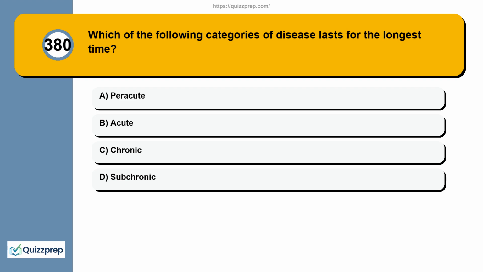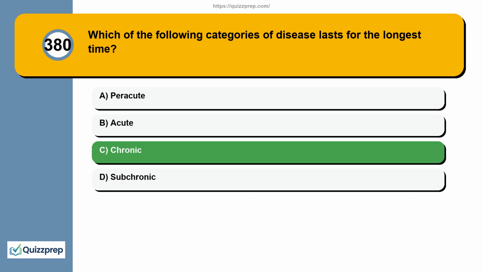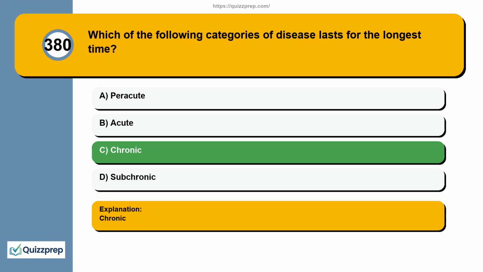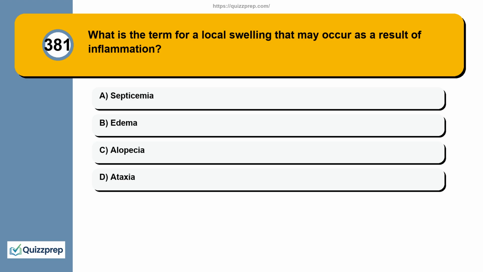Option A, peracute. Option B, acute. Option C, chronic. Option D, subchronic. The correct answer is option C, chronic. Question 381. What is the term for a local swelling that may occur as a result of inflammation?